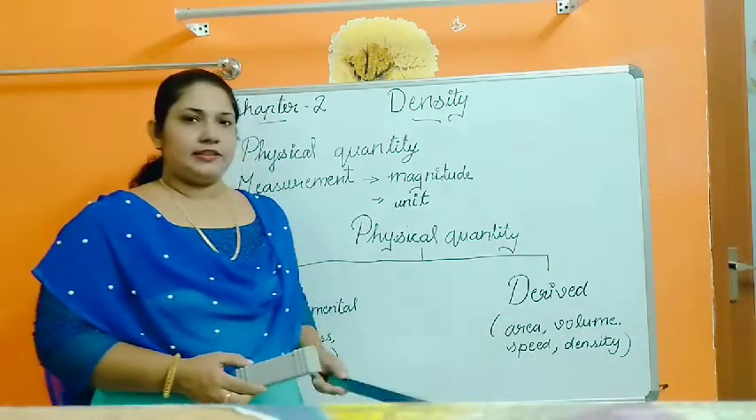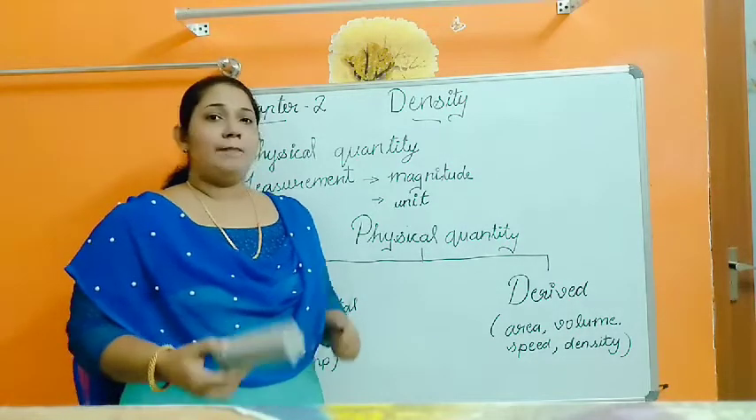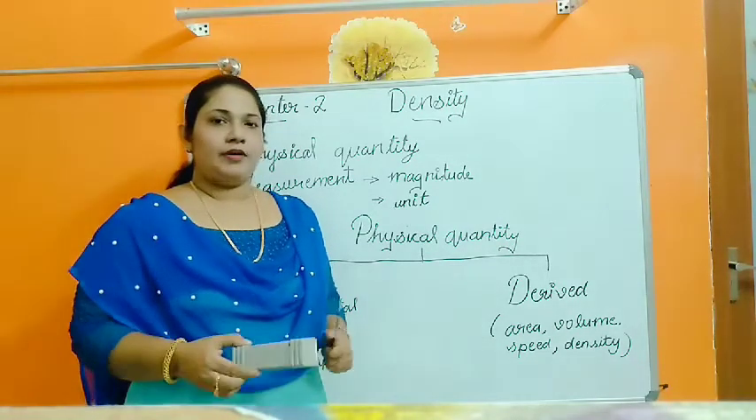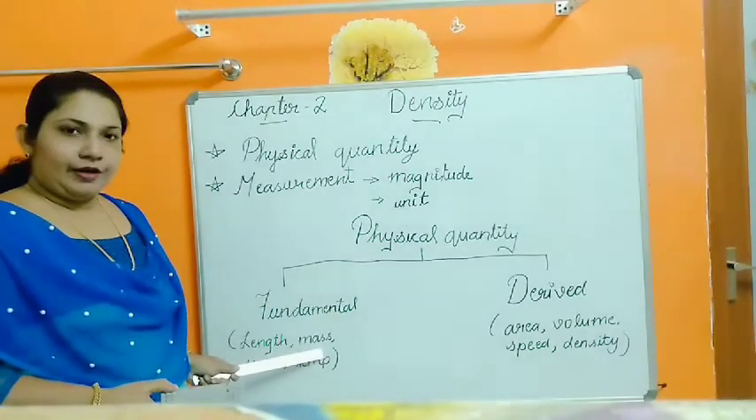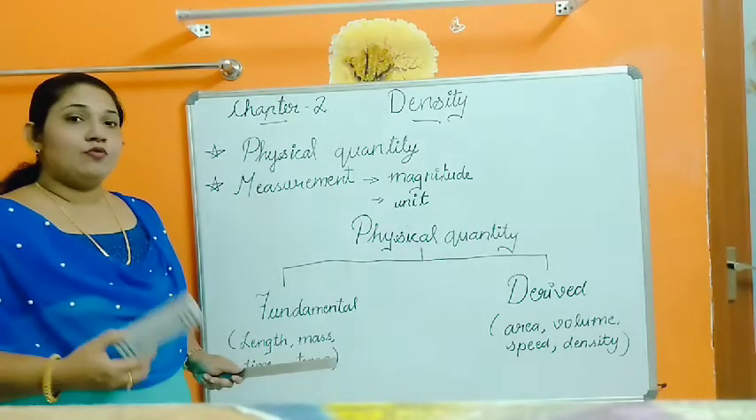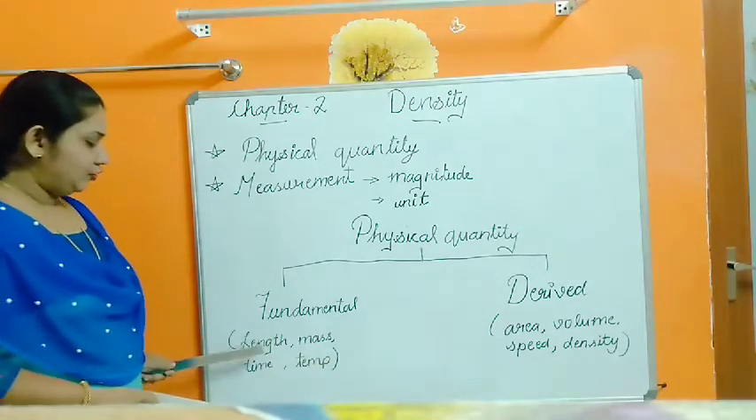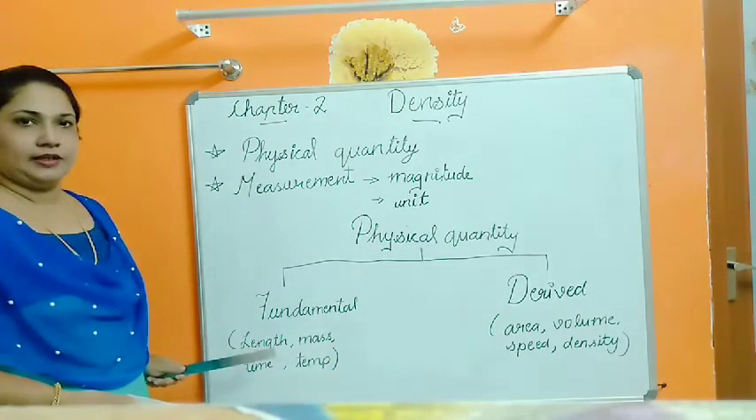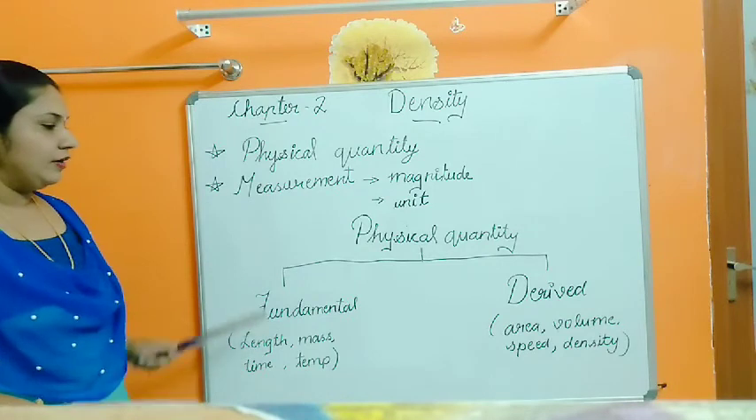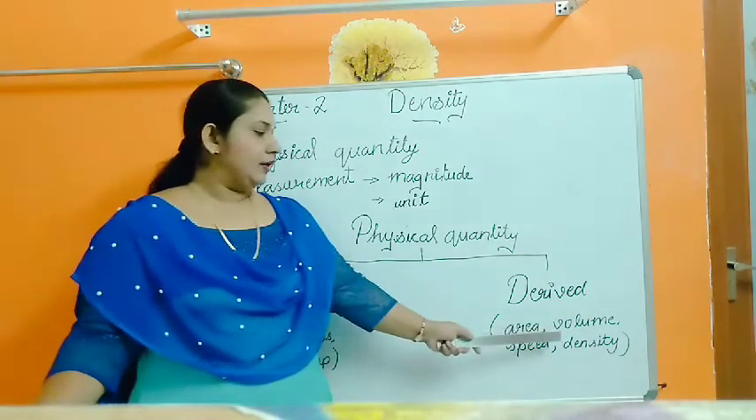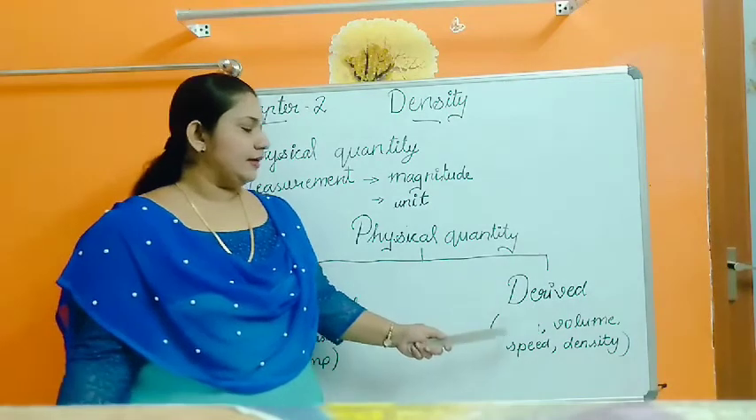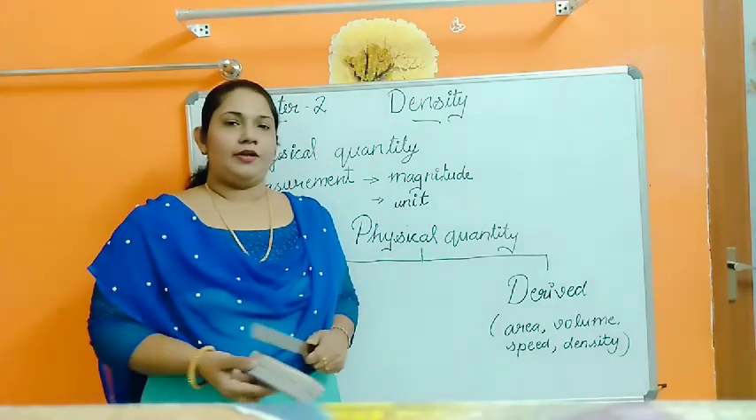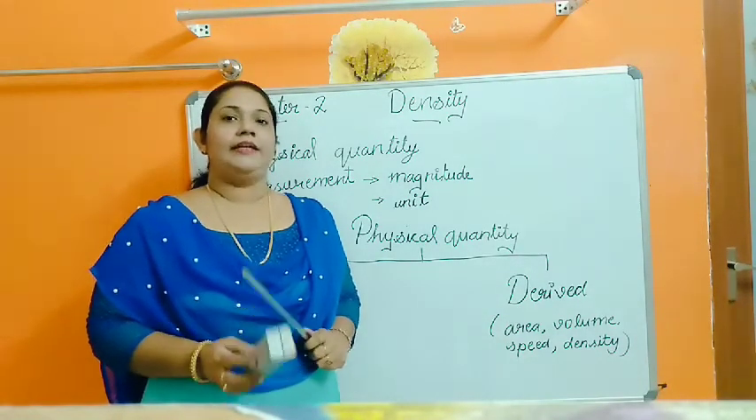Now our last one, density. The formula for density is mass by volume. So again we are going to study about mass. Here mass is the fundamental quantity. Mass by volume. Volume means length into breadth into height, 3 times length. So mass and volume we combine together to get density. That means in this chapter we are going to deal with density in detail.